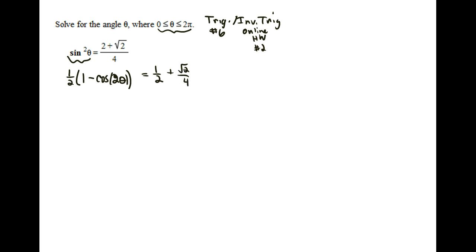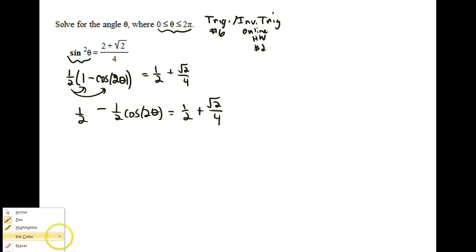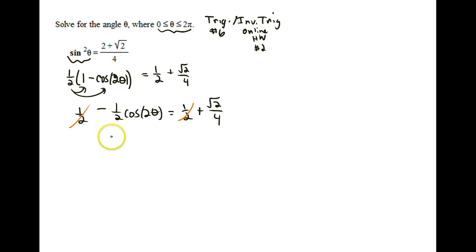Okay. Now we have to distribute. We're looking at 1/2 minus 1/2 the cosine of twice theta. That's supposed to be equal to 1/2 plus root 2 over 4. The 1/2s cancel. And what we're looking at then is, if we multiply by negative, we're looking at negative 1/2 the cosine of twice theta. It's supposed to be equal to root 2 over 4.